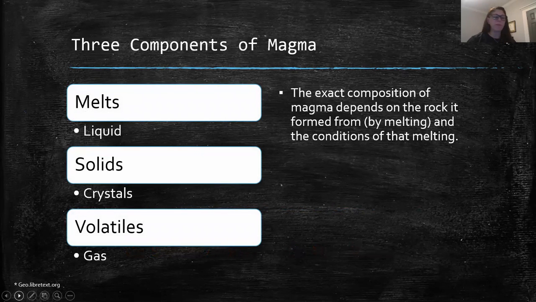Magma contains 3 components: melts, solids, and volatiles. The melt is made of ions from minerals that have liquefied. The solids are made of crystallized minerals floating in the liquid melt. The volatiles are the gaseous component and can be water vapor, carbon dioxide, sulfur, or chlorine that have cooled and dissolved in the magma.